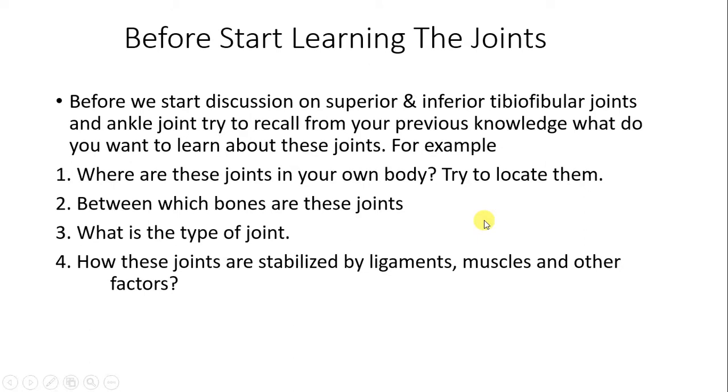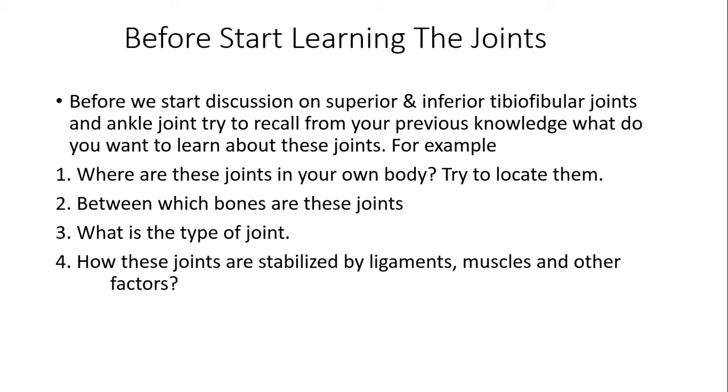Now try to locate these joints in your own body. If you want to learn about the superior and inferior tibiofibular joints, you can locate the anterior border of the tibia, and if you roll your hand on the lateral side of the tibia above, you can feel the head of the fibula, which makes a joint with the lateral condyle of the tibia. Below, you can feel your lateral malleolus.